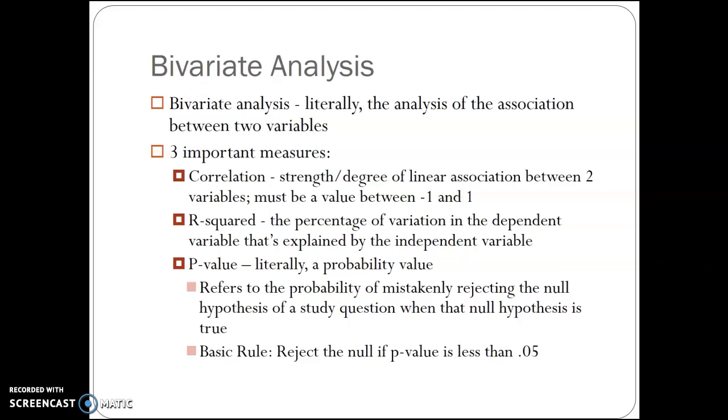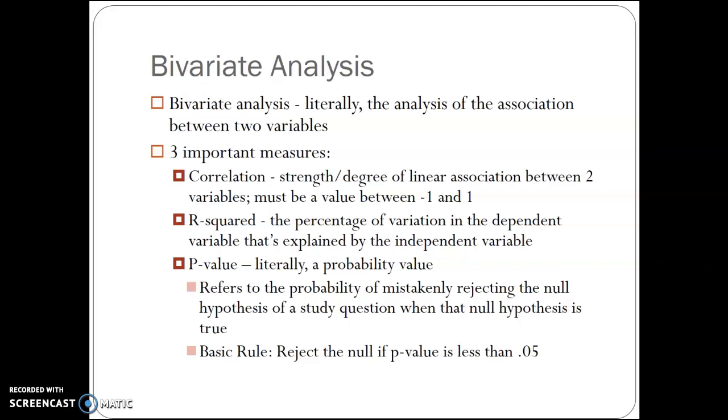So you can imagine that if it's the probability of mistakenly drawing some conclusion in your research, then typically lower p-values are going to be preferred to higher p-values. And in terms of the actual cutoff, what we're looking for in our research are p-values that are less than 5%.